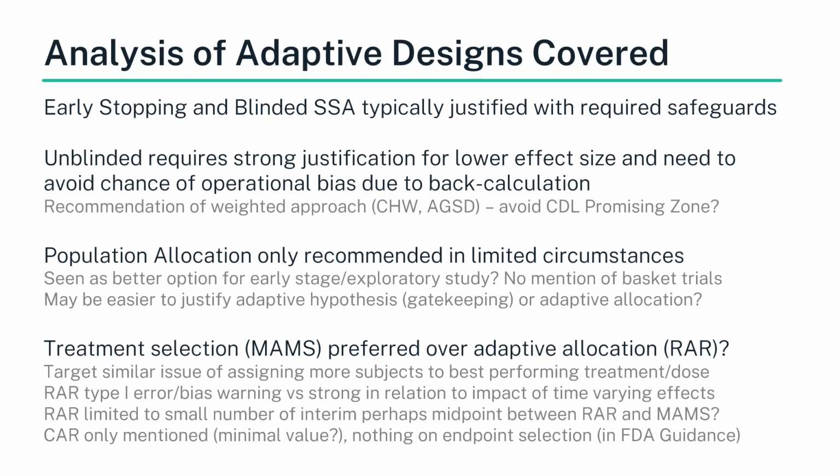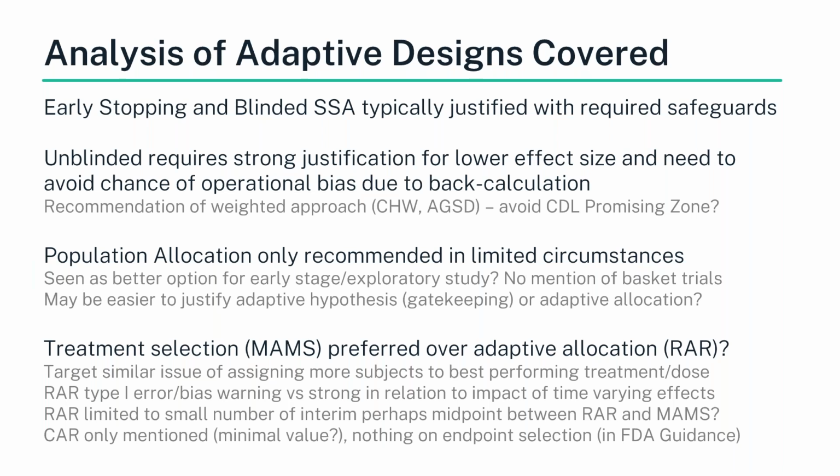So these are both targeting the same idea of getting more subjects onto the best performing treatment or dose. And I think the type 1 error and bias warning for RAR is very, very strong. I think that will get pushback. And I think their suggestion, almost a compromise within the text, is basically saying maybe you should do RAR but over a smaller number of interims. So rather than doing it adaptively on a consistent basis, just have 3 or 4 times where you do an RAR analysis and then do some adaptive allocation there.